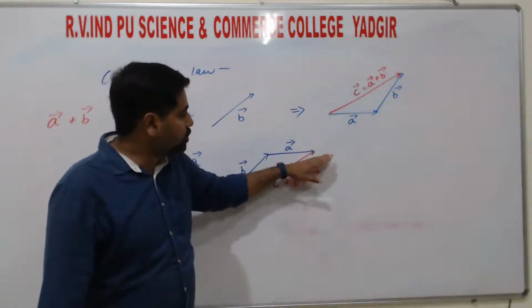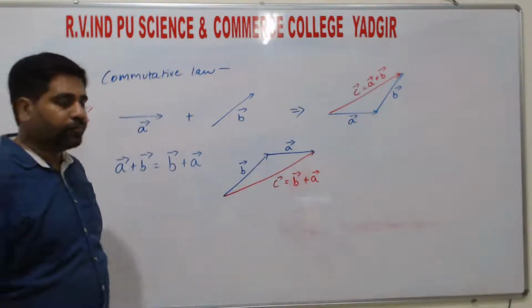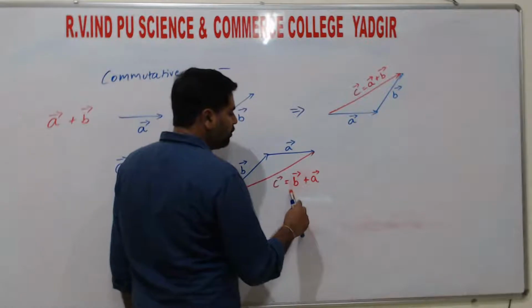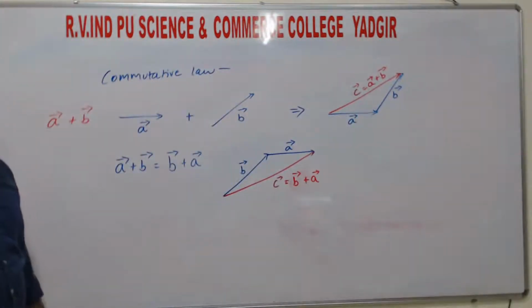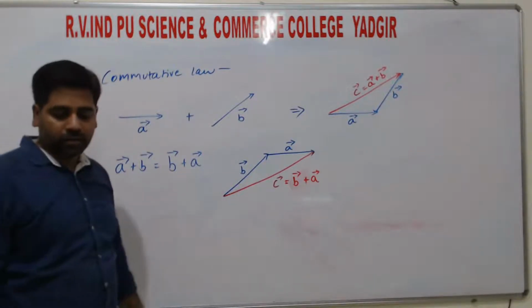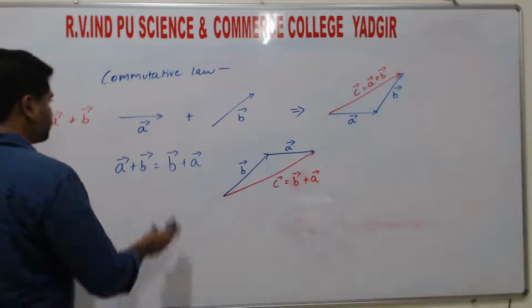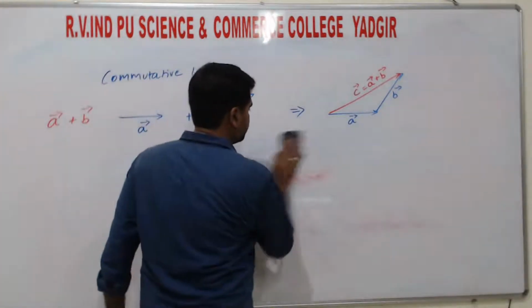If you observe these two directions, both directions are the same, hence we say vector B plus A is equal to vector A plus B. So this one is the commutative law, right? Next, associative law.